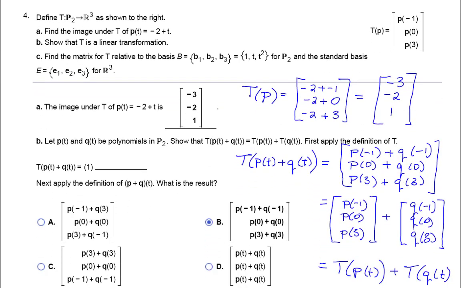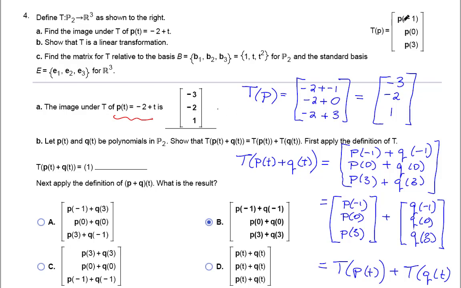All right, in question 4, we have T going from P2 to R3. And it does it in the following way. T of this second degree polynomial is p at -1, p at 0, and p at 3. So what does it do to this particular p? p of t is -2 plus t.